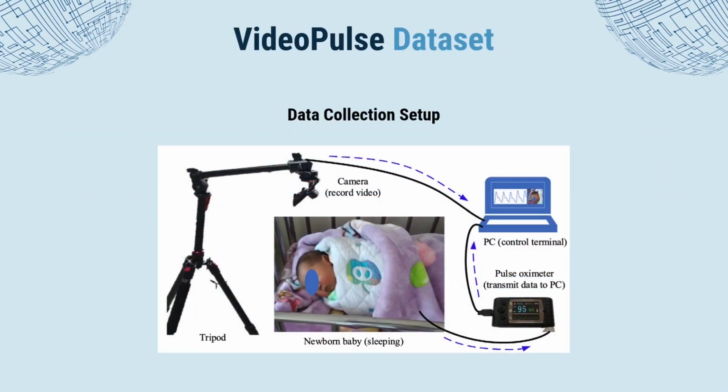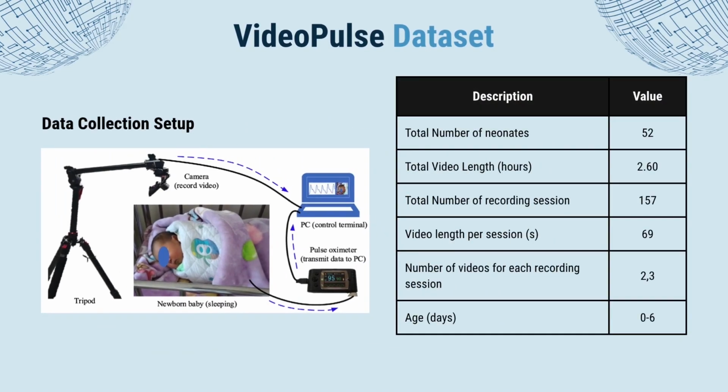For data collection, we used a web camera mounted on a tripod to record videos of newborn babies. A pulse oximeter was used to measure vital signs in real time, transmitting data to a PC which also controlled the video recordings. We named our dataset VideoPulse. Data was collected from 52 neonates at the Soysa Maternity Hospital in Colombo, with ages ranging from 0 to 6 days. The dataset comprises approximately 2.6 hours of video, recorded over 157 sessions with each video lasting approximately 69 seconds.